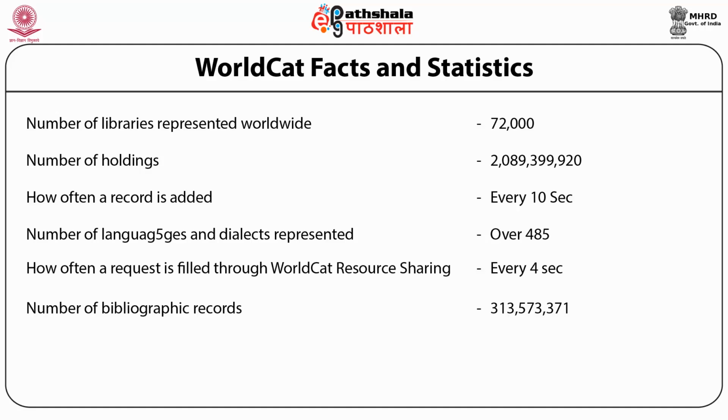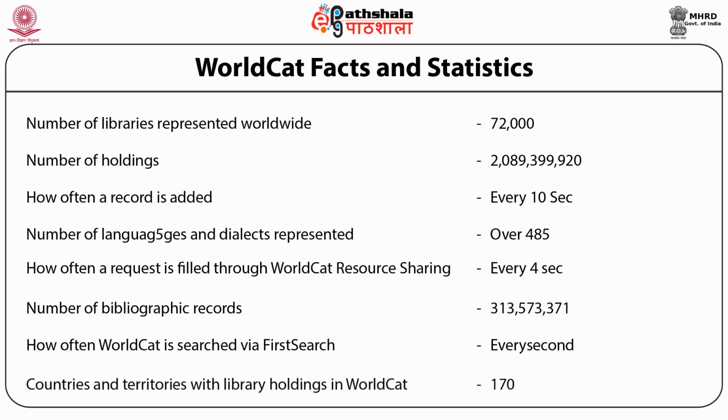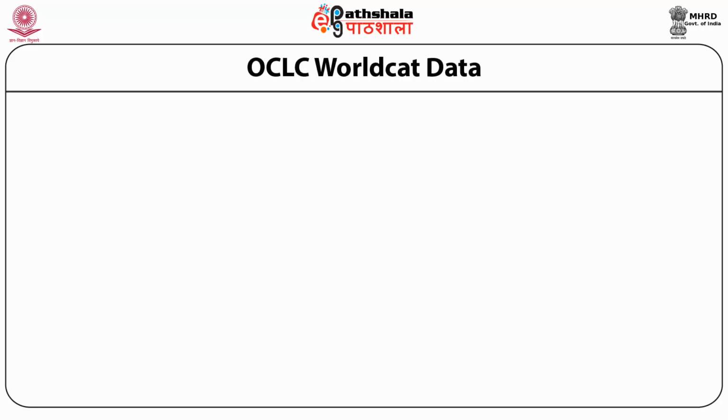It has over 3135 million bibliographic records. Every second a record is searched in this particular catalog, and more than 172 countries are represented in this WorldCat. OCLC WorldCat data.